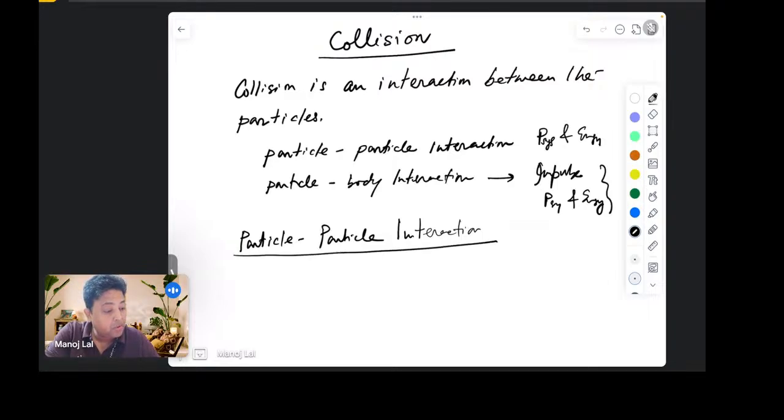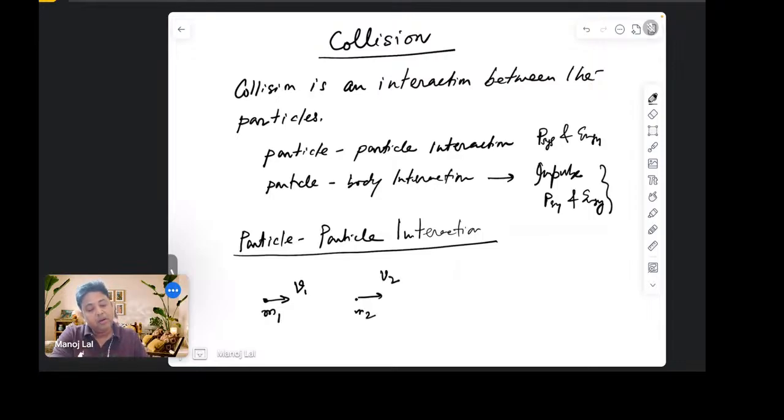Particle-particle interaction. Okay. So say this is a particle of mass m1 moving with velocity v1, and this is another particle of mass m2 moving with velocity v2, right? And let's think that all these particles are moving in a straight line.